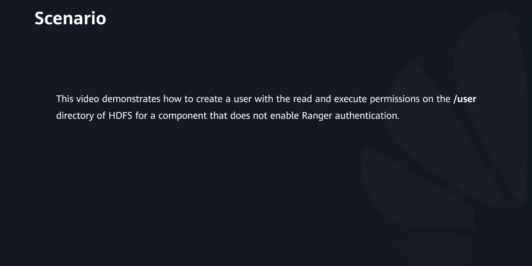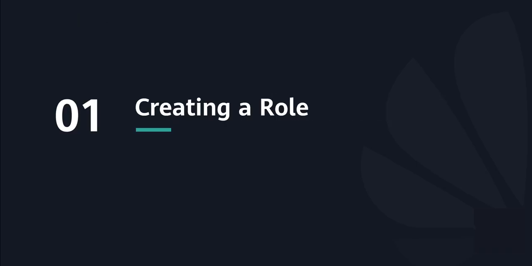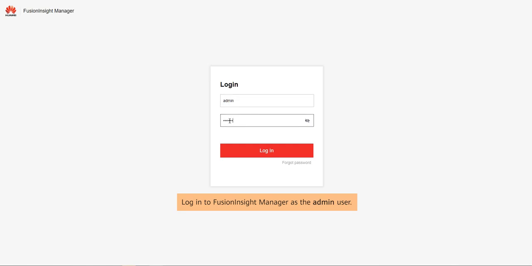This video demonstrates how to create a user with the read and execute permissions on the user directory of HDFS for a component that does not enable Ranger authentication. First, create a role with the read and execute permissions on the HDFS user directory. Log in to FusionInsight Manager as the admin user.